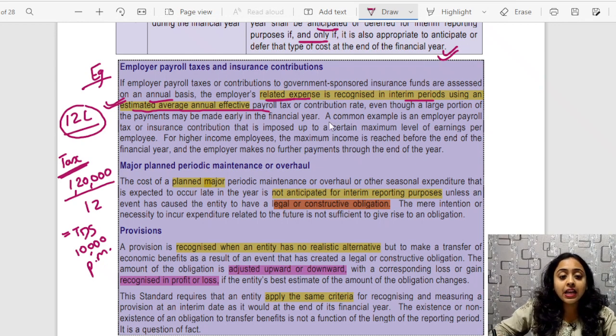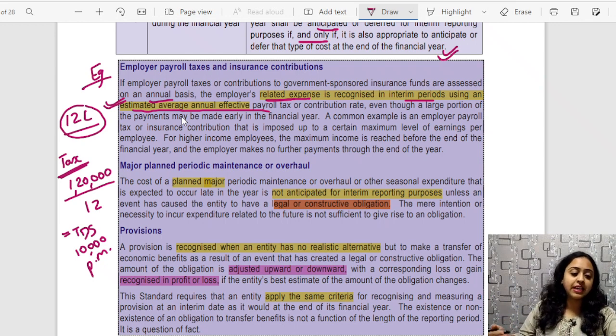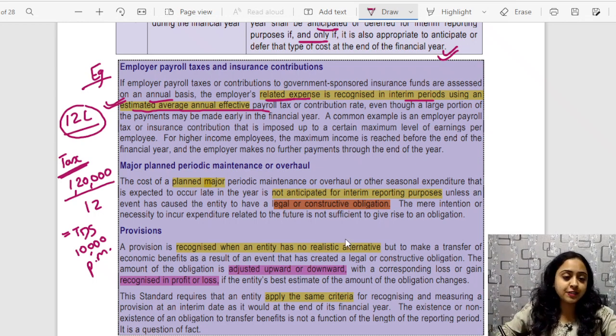Okay, a common example is an employee. How to calculate this, we will also discuss in certain practical examples given afterwards, in the later part of this lecture. Okay, a common example is an employer payroll tax or insurance that is imposed up to a certain maximum level of earnings per employee. For higher income employees, the maximum income is reached before the end of the year. The employer makes no further payments through the end of the year.